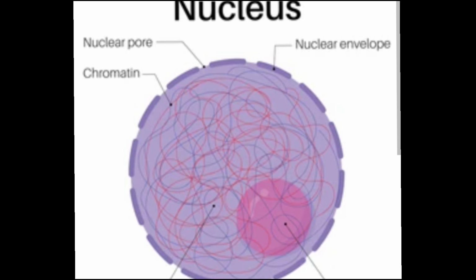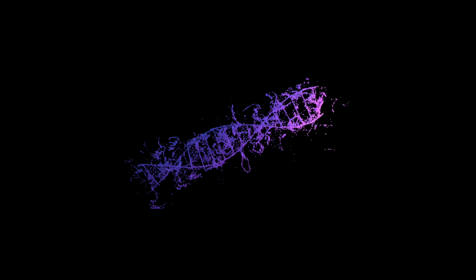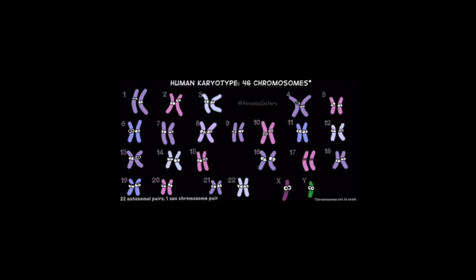The most important content of karyoplasm is the chromatin, which is a combination of protein and deoxyribonucleic acid, that is, the DNA. It is granular in nature, but during cell division it is transformed into long strands called chromosomes.